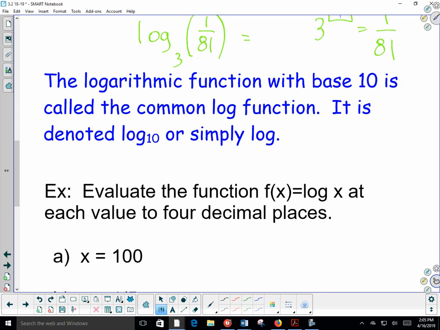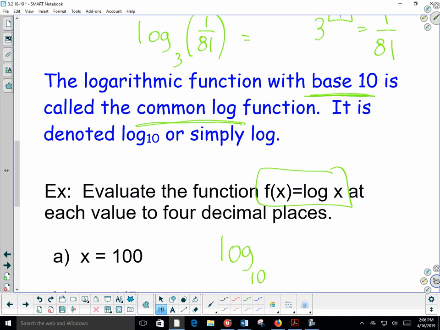Some of these I think, hopefully you know. All right, the logarithmic function with base 10 is called the common log function. It's denoted log base 10 or just log. So if you leave off the base, it's understood to be a common log. So, for example, evaluate the function f of x equaling log x at each value to 4 decimal places. So this one, though, I think we can do without a calculator.